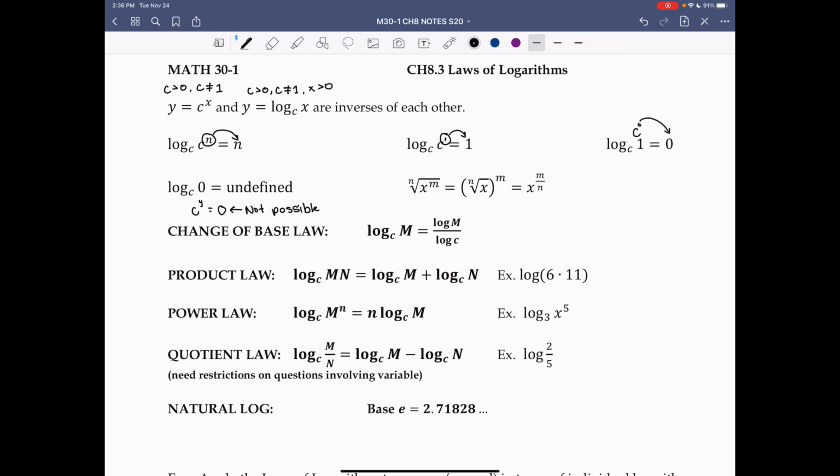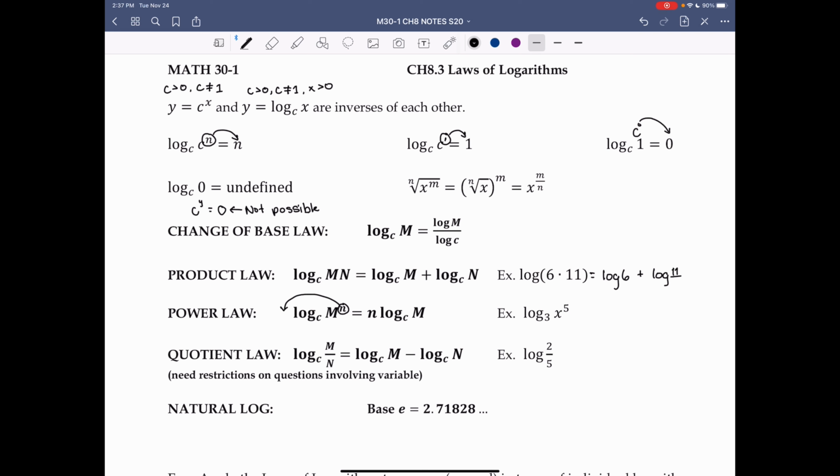Example, log base 10 of 6 times 11. We can write that as the sum of two logs. It would be log base 10 of 6 plus log base 10 of 11. Next we have the power law. Log base c of m to the power of n is equivalent to n times log base c of m. So we can take this exponent on the argument and we can move it down in front of the log and multiply it to the log.